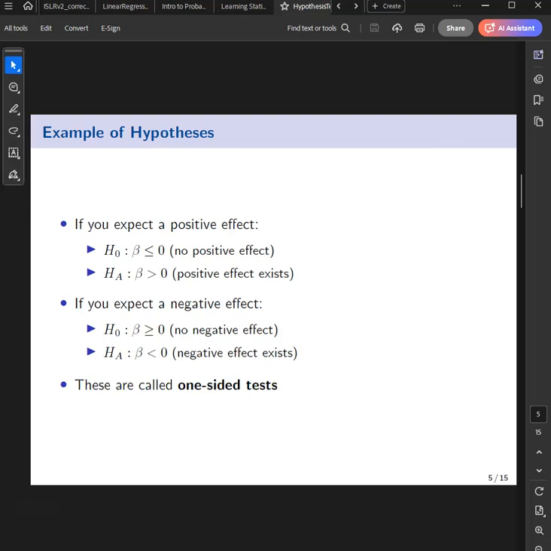So we set up the hypothesis as follows. If we are expecting a positive effect, like a new teaching method improving test scores, we set up the null as no positive effect and the alternate as some positive effect exists. If we expect a negative effect, the null is no negative effect and the alternate is some negative effect. These are called one-sided tests because we are interested in an effect in one specific direction, either positive or negative. The parameter beta represents the true effect, what we are trying to measure.